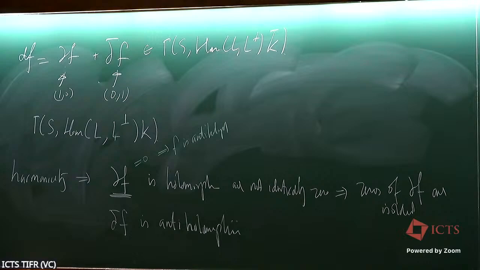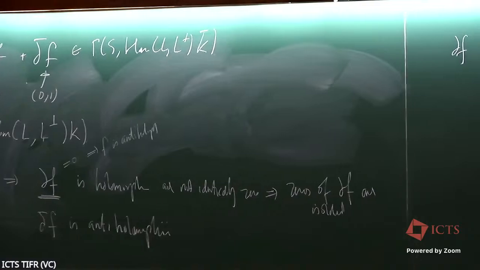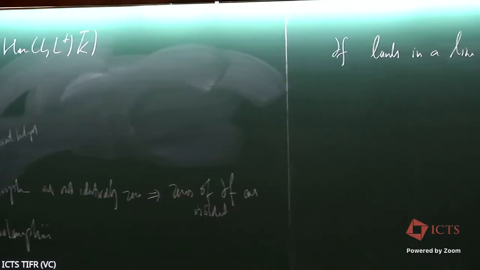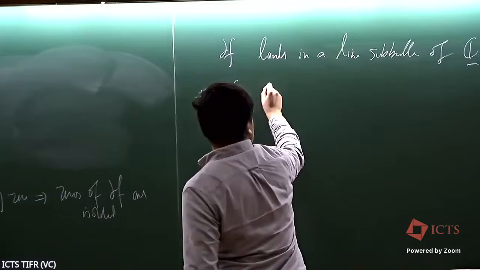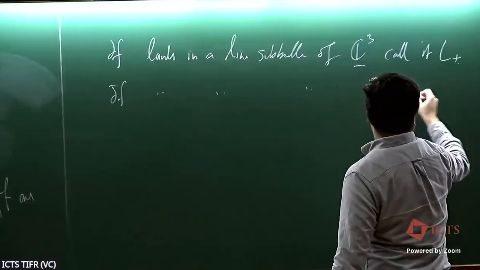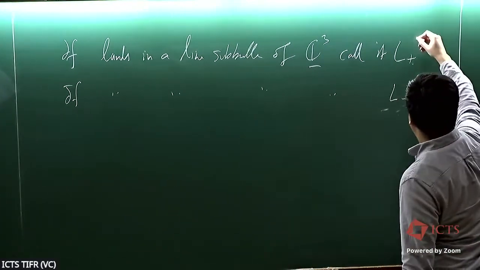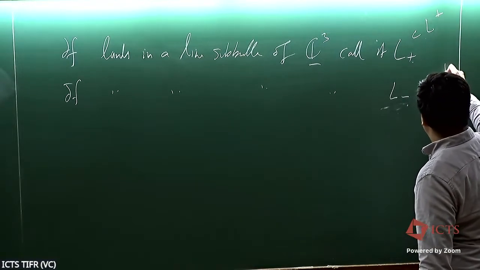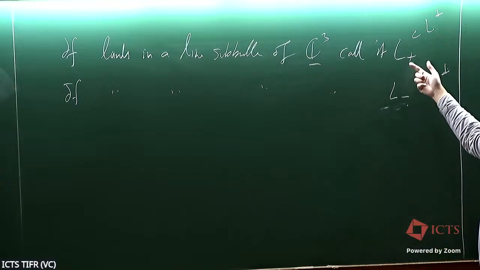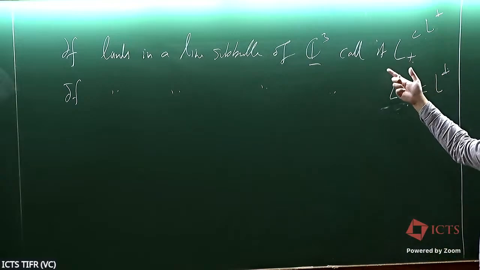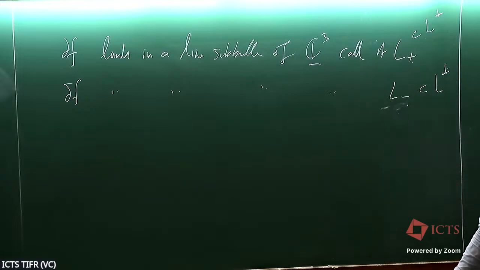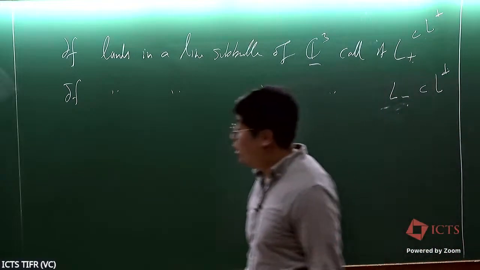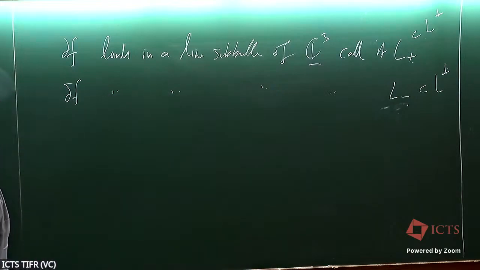So this lands in a line subbundle of the trivial C3 bundle, call it L plus. And likewise, del bar of F lands you inside another line subbundle, L minus. And here, remember, this is a subbundle of the perp space. Okay, so now I have a pair. So L plus is orthogonal to L, and L minus is orthogonal to L. Okay, so that comes from the condition that the map is harmonic and not holomorphic or anti-holomorphic.